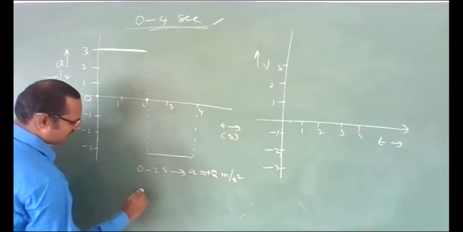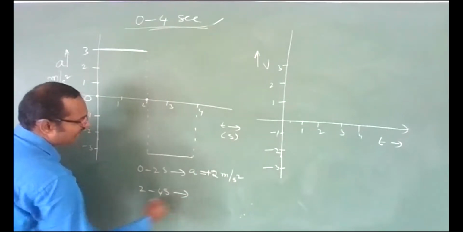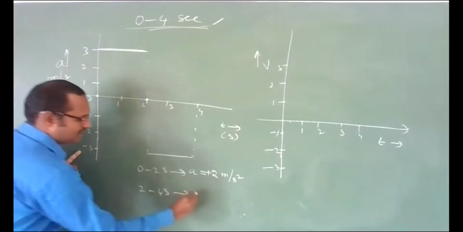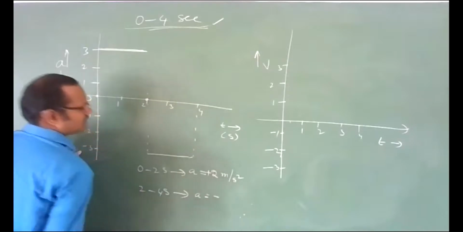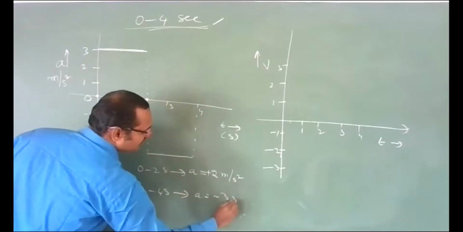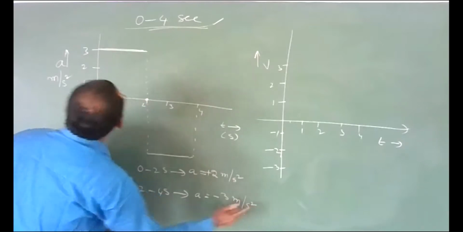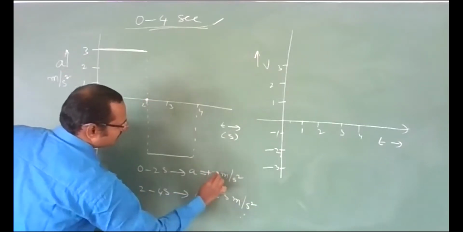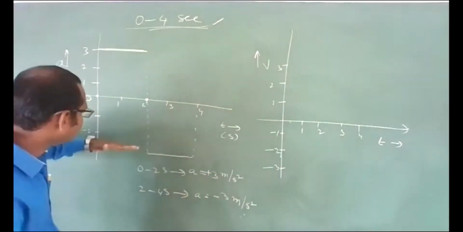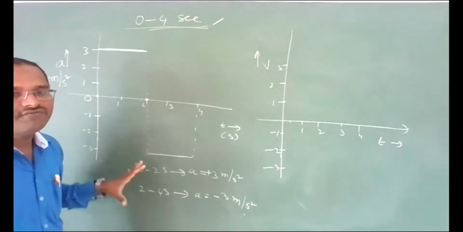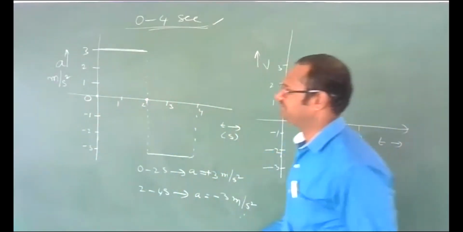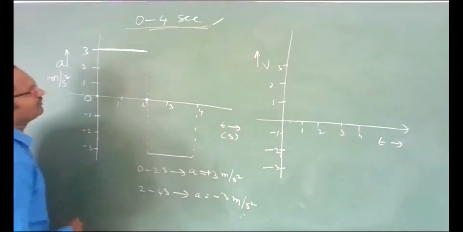Next, from 2 to 4 seconds, what happened? Acceleration became negative. Acceleration is minus how much? -3 meter per second square. This is also 3 meter per second square. Here also -3 meter per second square. It is constant. Parallel means it is constant. Now from this data, we should draw velocity and time graph.